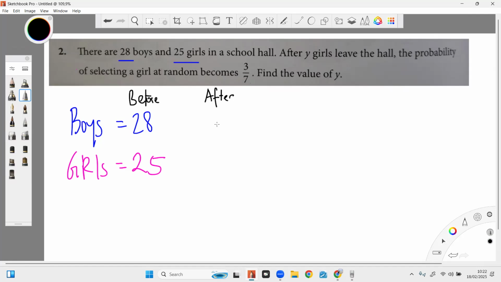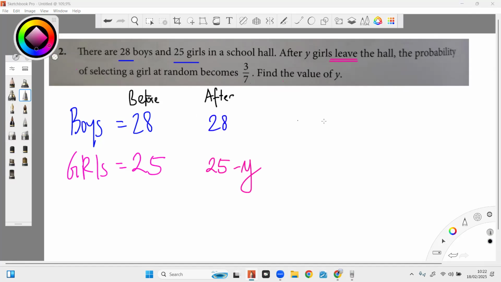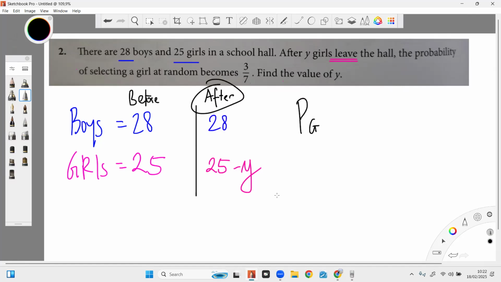After, is the boys change? No, still 28. Is the girls change? Yes, how much? 25 minus Y. After the Y girls leave the hall, which means you subtract, the probability of selecting a girl at random, the probability of girl after, is 3 by 7.